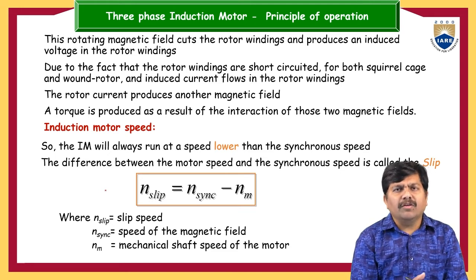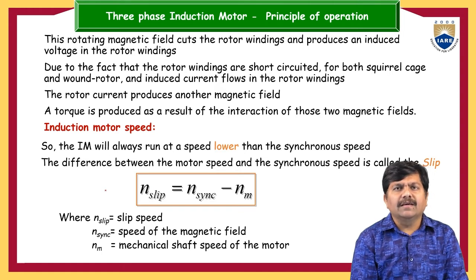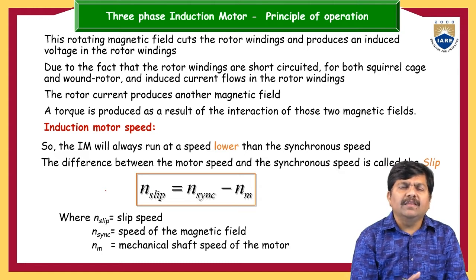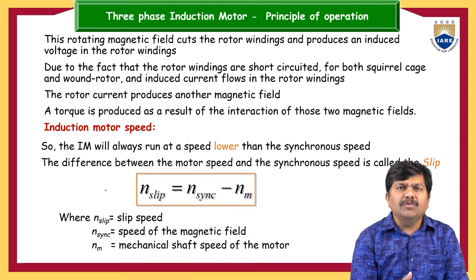The torque is produced because whenever the revolving magnetic field sweeps the rotor, there will be an induced EMF in the rotor conductor, and the rotor is short circuited on itself. So certainly there will be a current. This current and the rotating magnetic field will interact with each other.